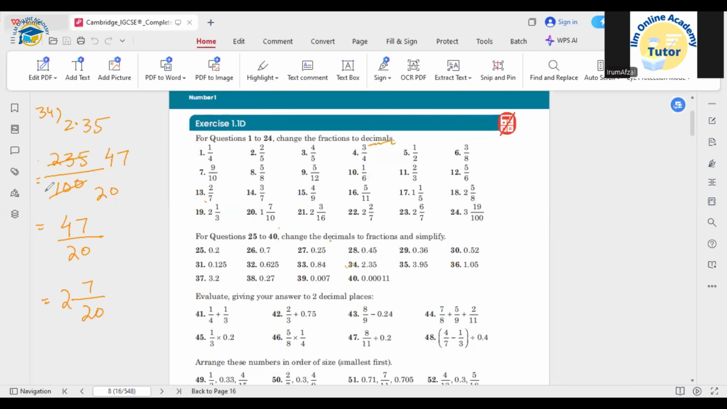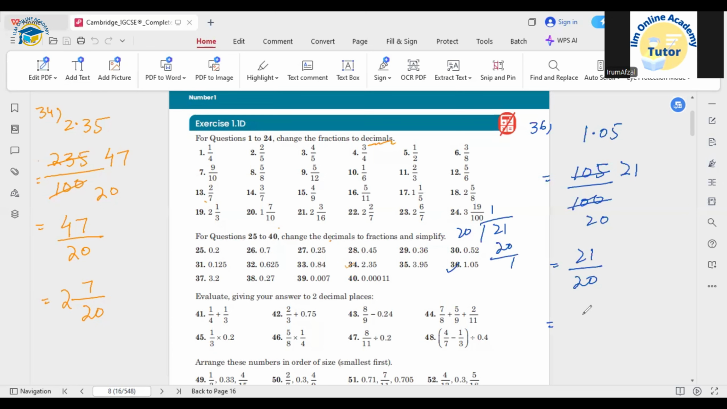Okay, let's see if they give us 1.05. For this as well, we will write 105 by 100. Again, with 5: 5 times 21 is 105, and 5 times 20 is 100. So we have 21 by 20. Again, we need to convert it into a mixed fraction because we have an improper fraction. So 1 times 20 is 20, and accordingly, we can write 1 into 1 by 20.